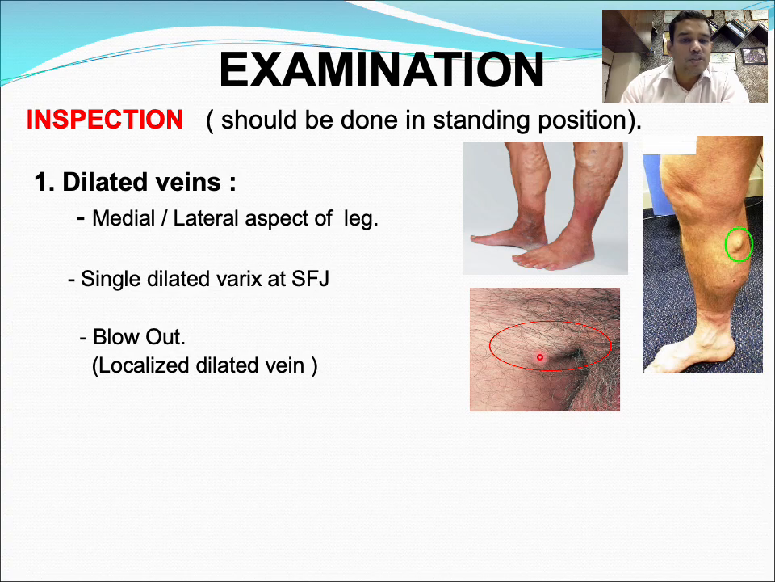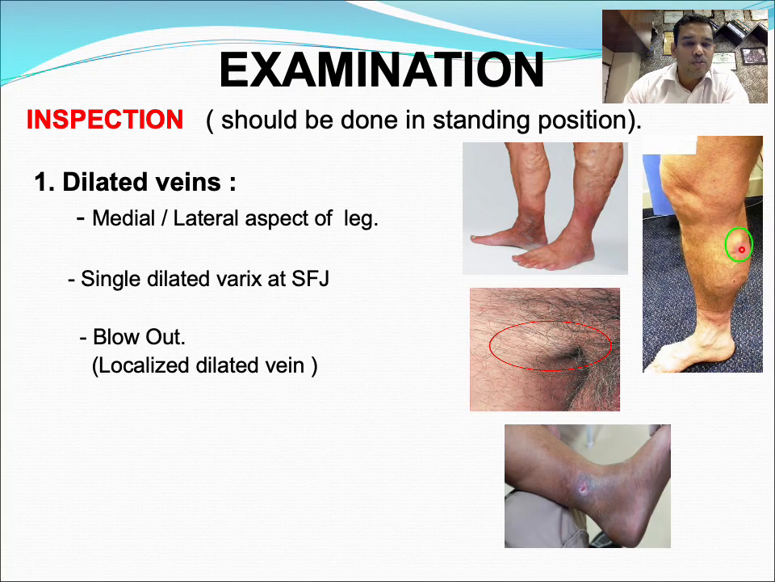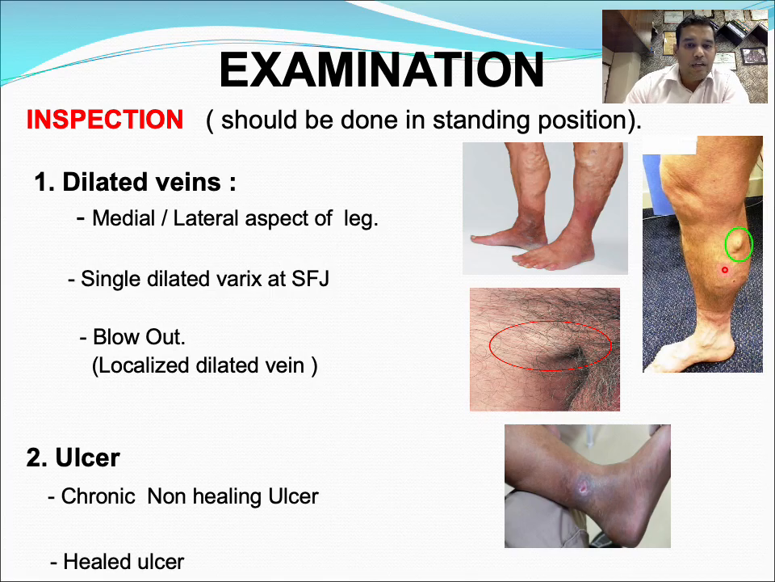Is there any obvious swelling that is giving you a cough impulse positive? Third is a local blowout. Any local blowout or local swelling seen over the lower limb, whether in the long saphenous vein course or the short saphenous one, tells you which perforator is incompetent. Next presentation is the patient presenting with a chronic non-healing ulcer, or multiple healed ulcers, and the patient is recurrently developing ulcers over the lower limb.